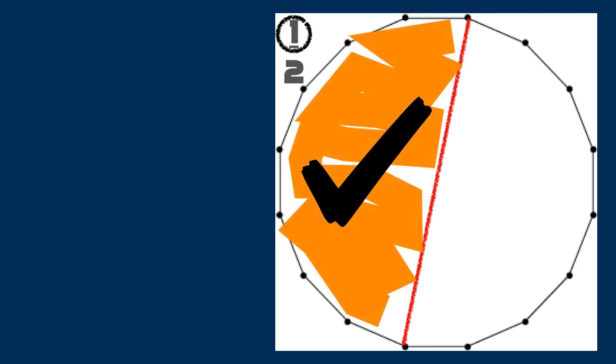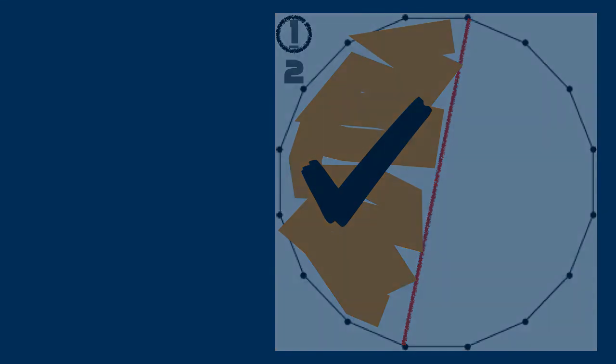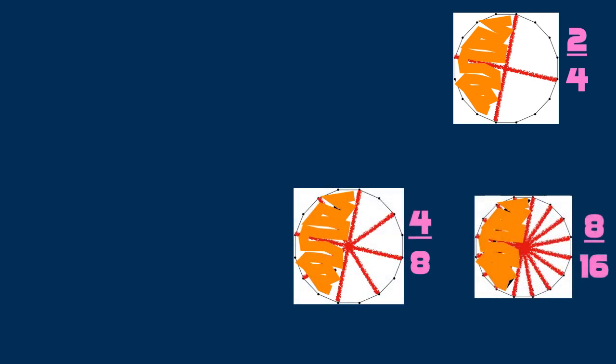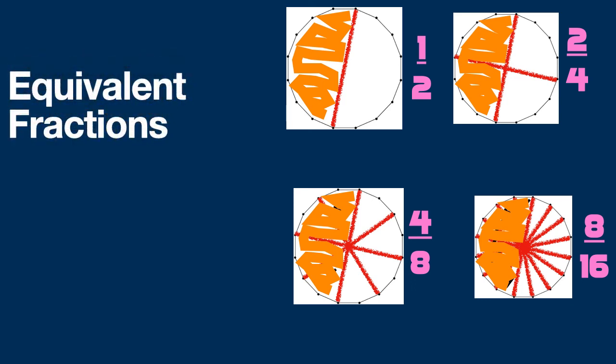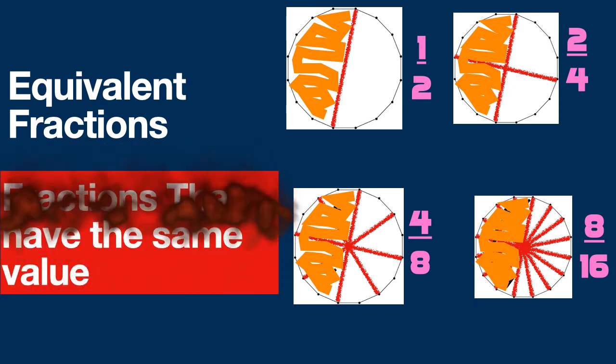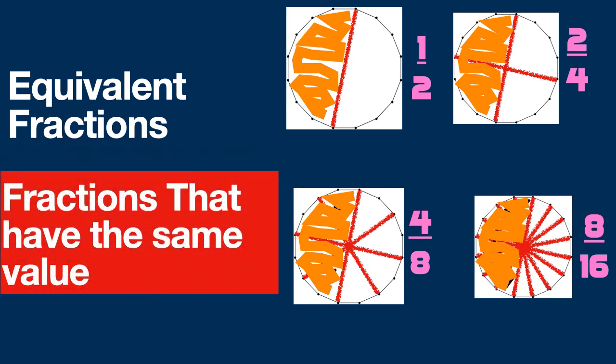So to sum up now, what did we show here today? We showed that if you had 2 over 4 of a pizza, it's the same value as 4 over 8. It's the same value as 8 over 16. It's the same value as 1 over 2, which is a half. So equivalent fractions are fractions that have the same value.